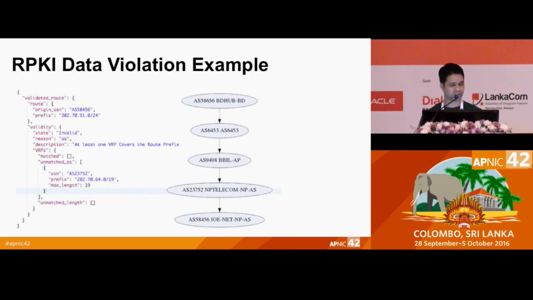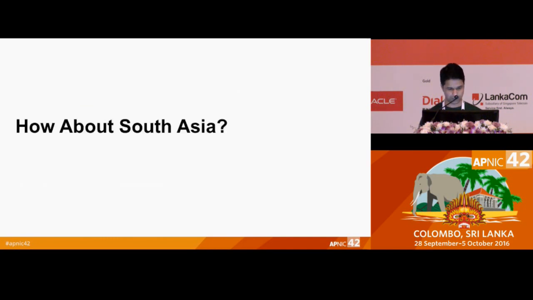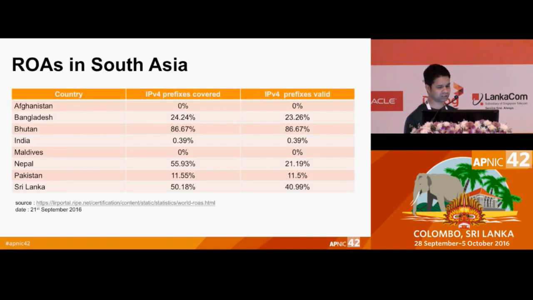That means Nepal Telecom delegated or allocated these prefixes to its customer, but they created a ROA for themselves, not for the customer. So it says that it is originated from an invalid AS number, right? Let's look at a few statistics on how we are doing in South Asia in terms of RPKI implementation. So in whole, that's how it looks.